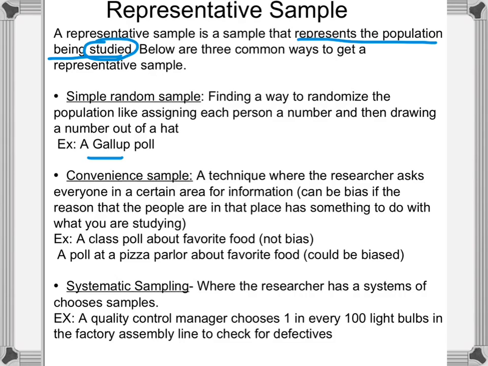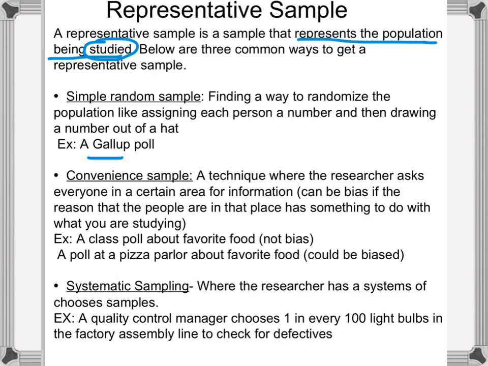Okay, so a convenience sample is a technique where the researcher asks everyone in a certain area for information. But it can be biased if the reason that the people are in that area has something to do with what you are studying. So an example is a class poll about favorite food.